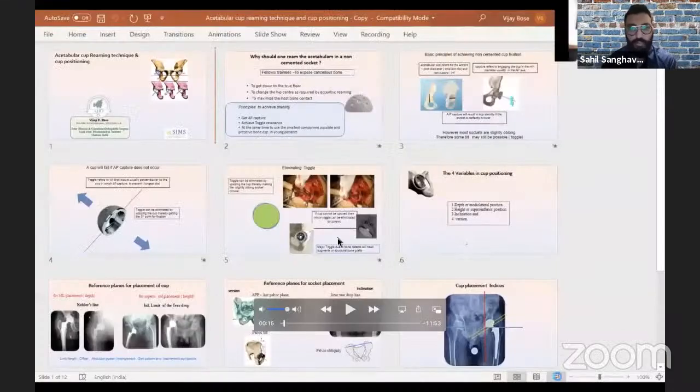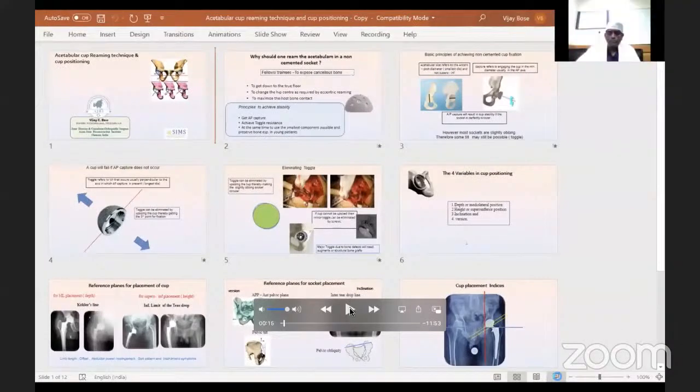Okay. So thank you, sir. I think we'll proceed with Dr. Vijay Bose's talk on acetabular reaming technique. So I just hope it is now visible? Yes, it's visible.